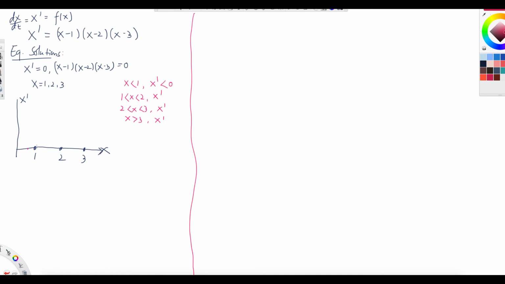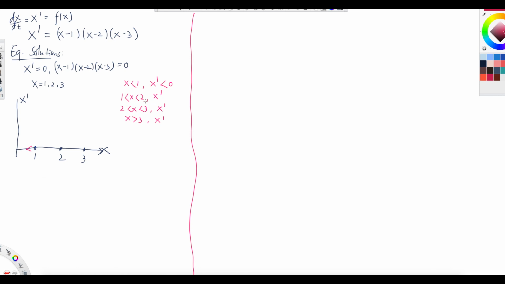So this part is negative. For x prime negative, what does that mean? X prime negative means x is decreasing, right? Because if a derivative is negative in some interval, then the graph of the function is decreasing. So for the decreasing, we use this symbol there.